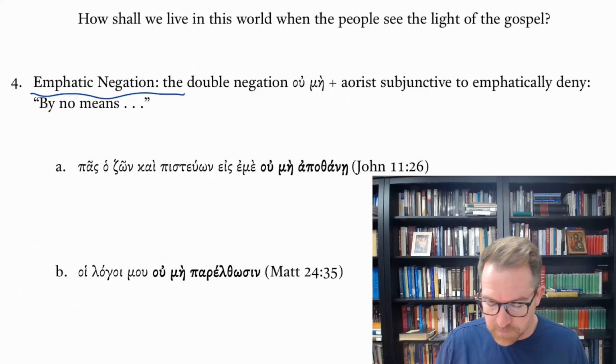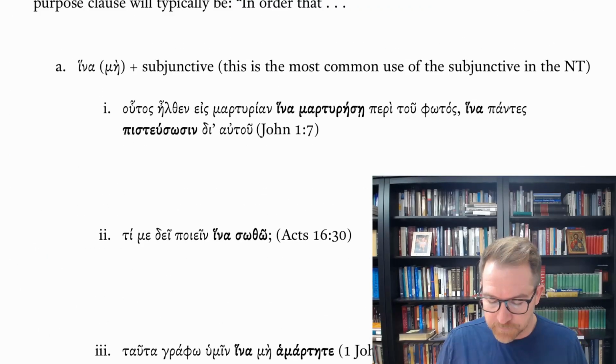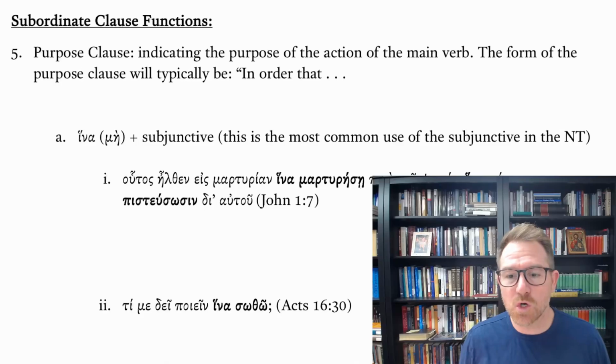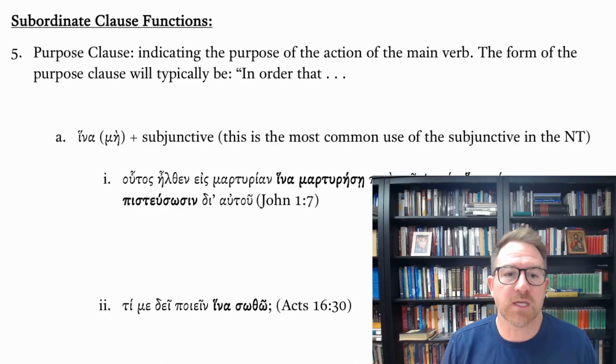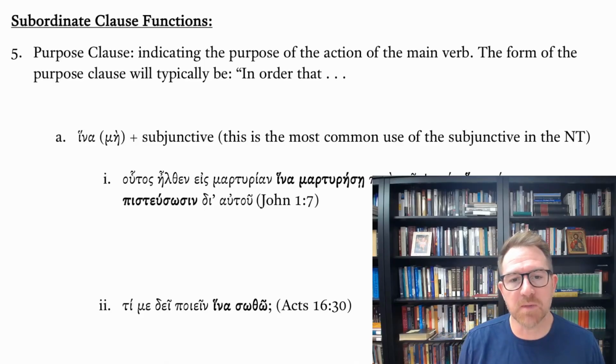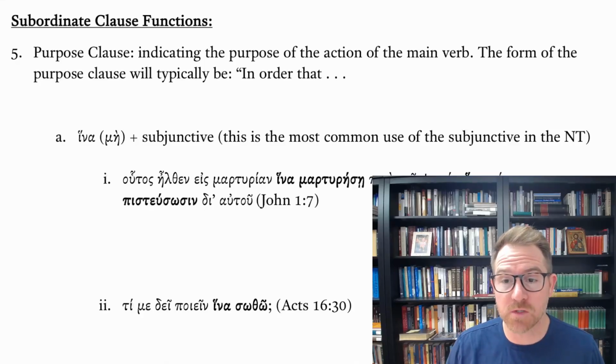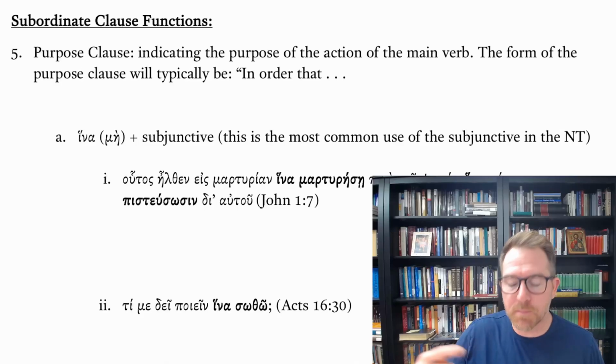Now let's look at the examples of the subordinate clause functions. These are more common uses of the subjunctive. So when you see subjunctives, mostly they're going to be in these subordinate clauses. One of the most common uses of the subjunctive is the purpose clause, indicating the purpose of the action of the main verb. The form of the purpose clause will typically be in order that. And so when you see the hina plus a subjunctive, this is, by the way, the most common use of subjunctive in the New Testament, it's giving the purpose.